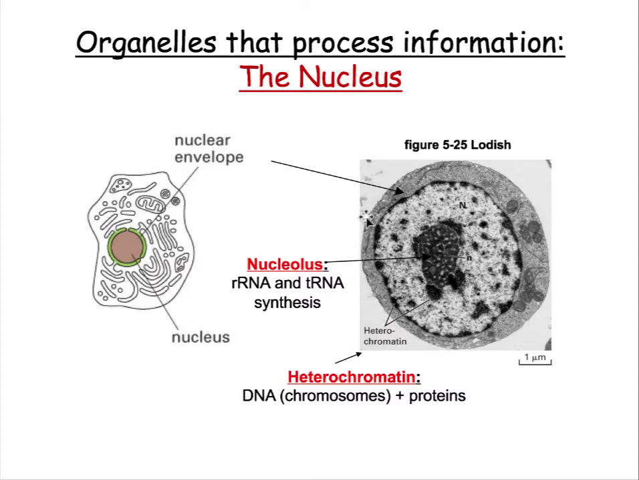surrounding the outside, and within the nucleus, within the nucleoplasm, we have DNA, and that DNA is not evenly distributed because in an area called the nucleolus, the DNA is associated with protein activity and gene expression, producing ribosomal and transfer RNA molecules.